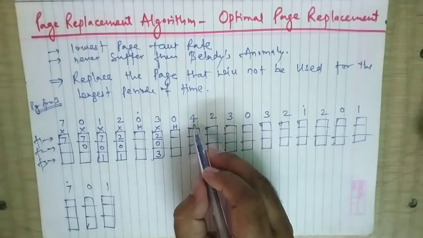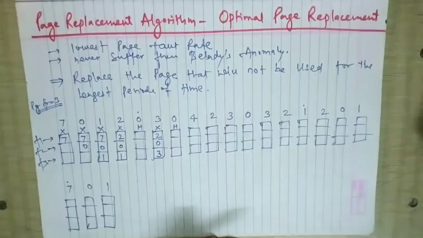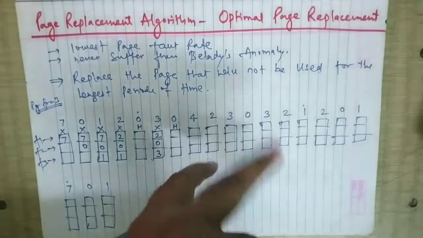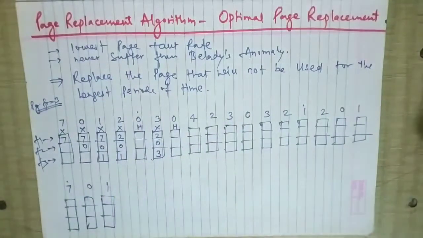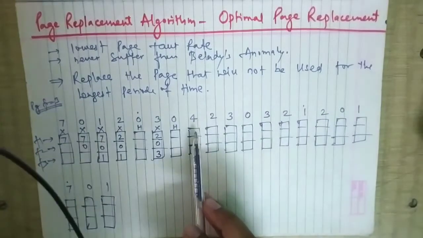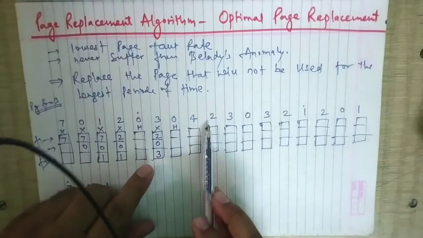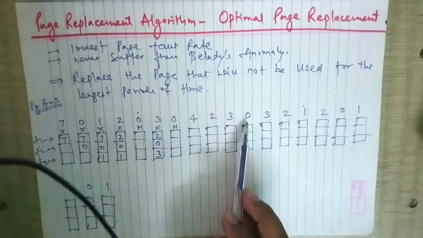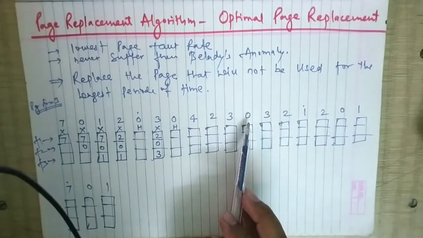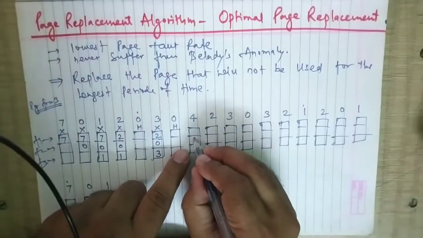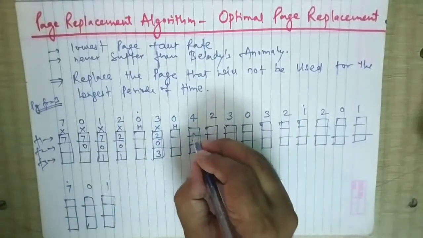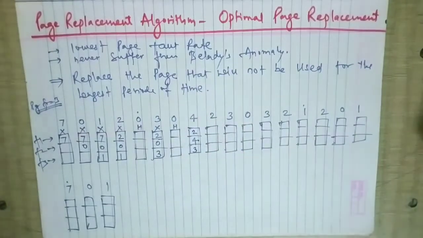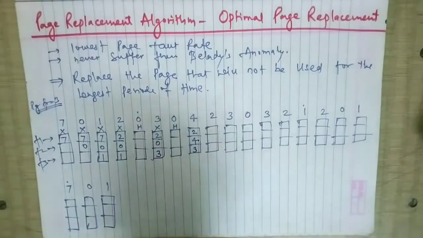Now 4 wants to enter. We have to bring the page 4 into the main memory, into the frame, and right now we are having 203. So among 203, which is the one that is not going to be used for the longest period of time? So 2, 3 and 0. So 0 is the one that will be used last. Okay, so we can replace 0 with 4. We will place 4 over here, 2 and 3 will be as it is. Getting it or not? This is a very simple page replacement algorithm.